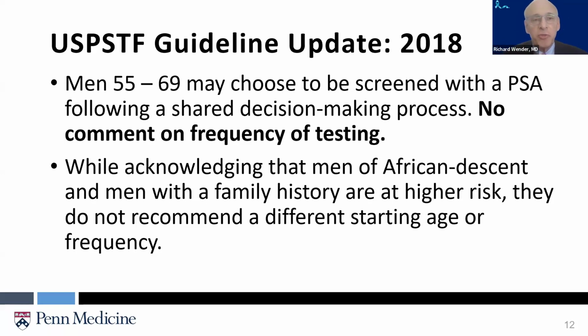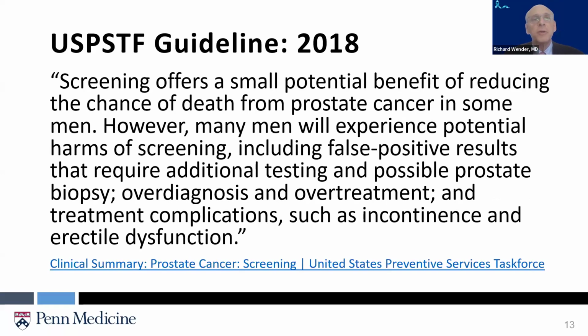Here is the latest task force guideline. Men 55 to 69 may choose to be screened with a PSA following a shared decision-making process. No particular comment on frequency of testing. While acknowledging that men of African descent and men with a family history are at higher risk, they did not recommend a different starting age or a different frequency the way the ACS does recommend an earlier starting age.